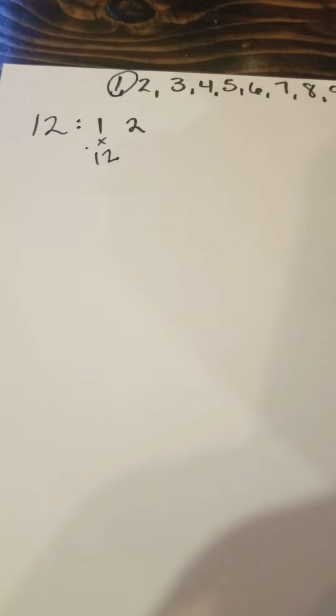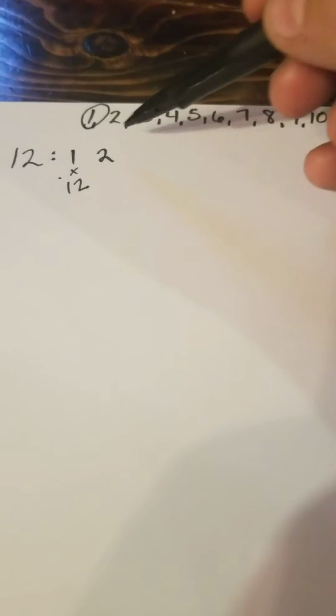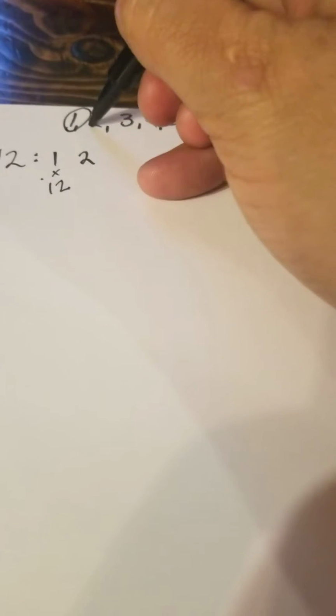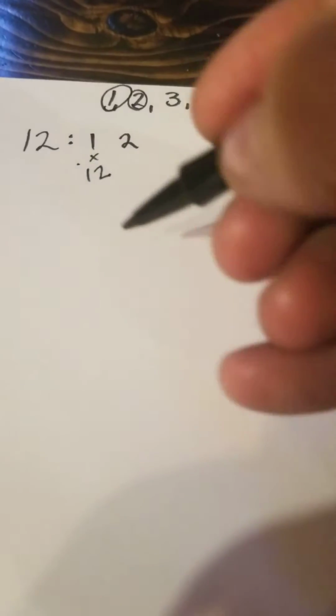Well, we know that 2 is a factor because 12 is even, and all even numbers are a multiple of 2. But 2 times what? It has to be a number between here because these are the only other options. So 2 times 6. If you are unsure of what the other factor is, this is how you determine it.